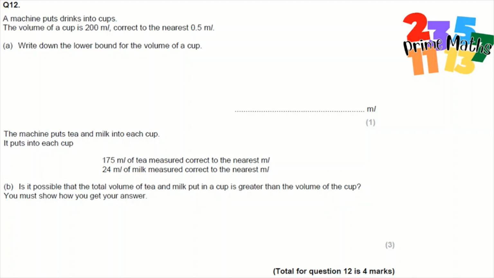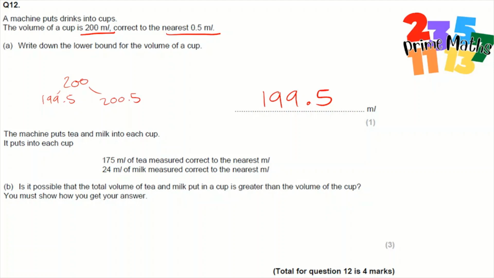Question 12 is a bounds question. It says that the volume of a cup is 200 millilitres, and this is correct to the nearest 0.5. The lower bound for the volume of the cup is 199.5 millilitres. My cup could be between 199.5 and 200.5.